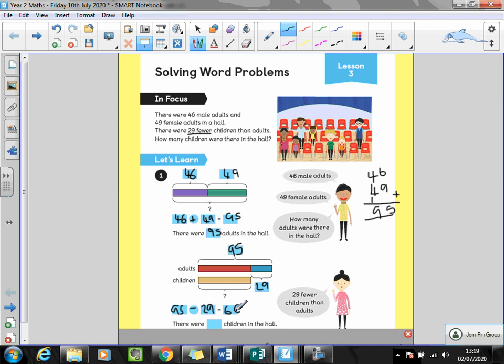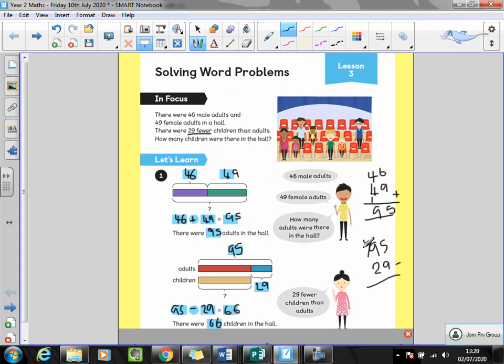Hopefully that's what you discovered as well. There were 66 children in the hall. And the way I did 95 take away 29, again, I did column subtraction. So I had 95, take away 29, and I had to regroup. 5 take away 9 I can't do, so I'm going to borrow a 10.